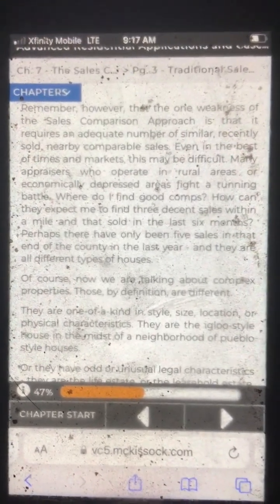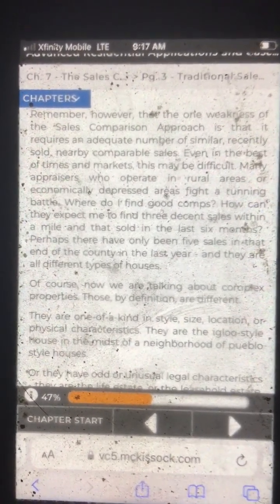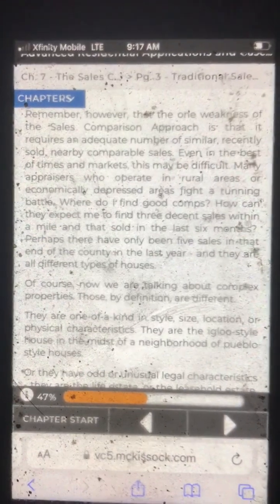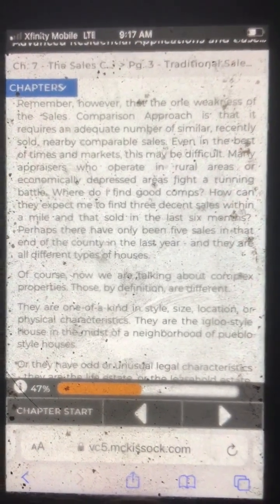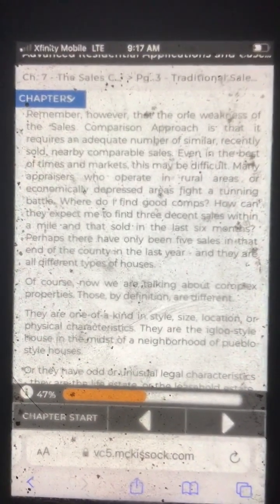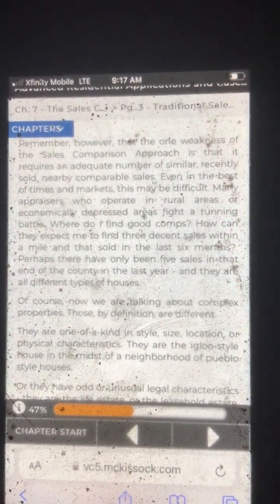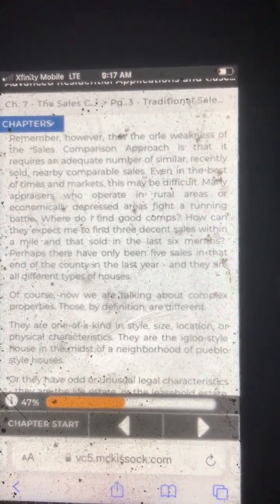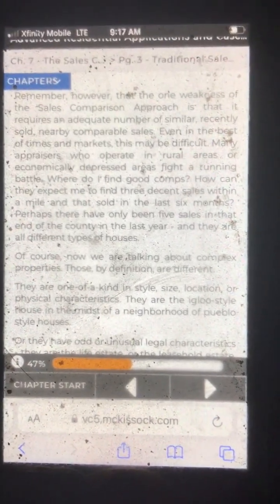Many appraisers who operate in rural areas or economically depressed areas fight a running battle. Where do I find good comps? How can they expect me to find 3 decent sales within a mile and that sold in the last 6 months? Perhaps there have only been 5 sales in that end of the county in the last year, and they are all different types of houses.